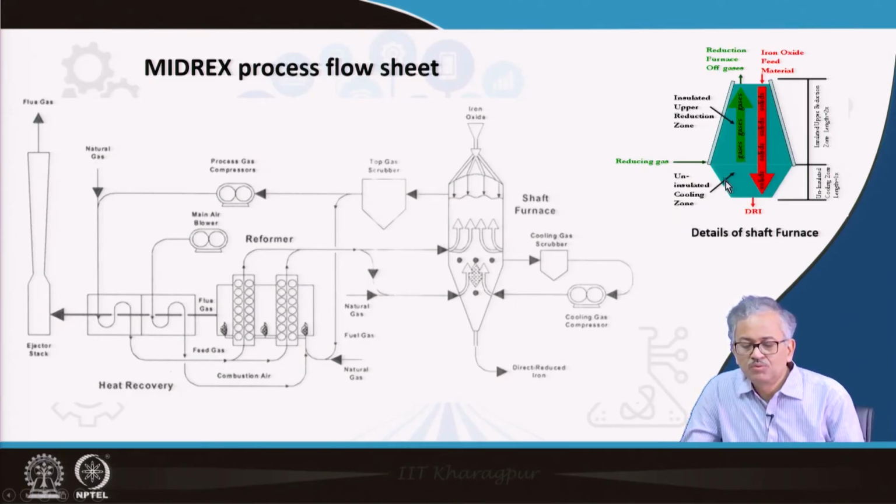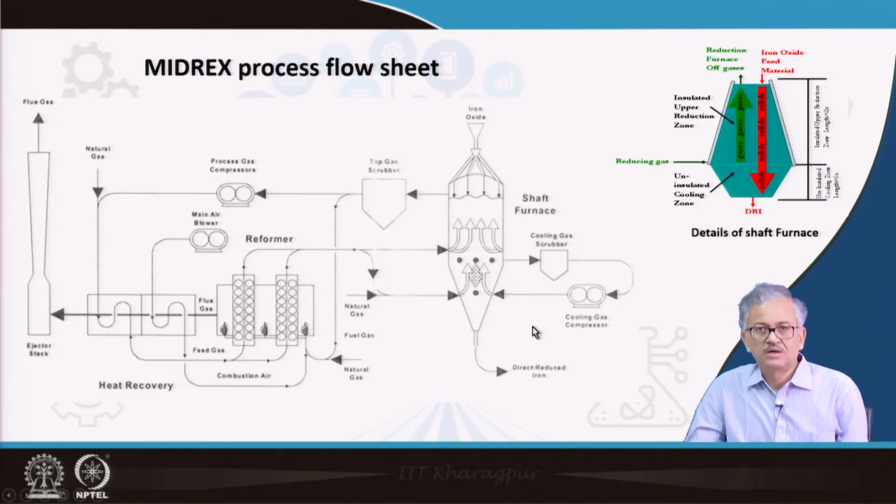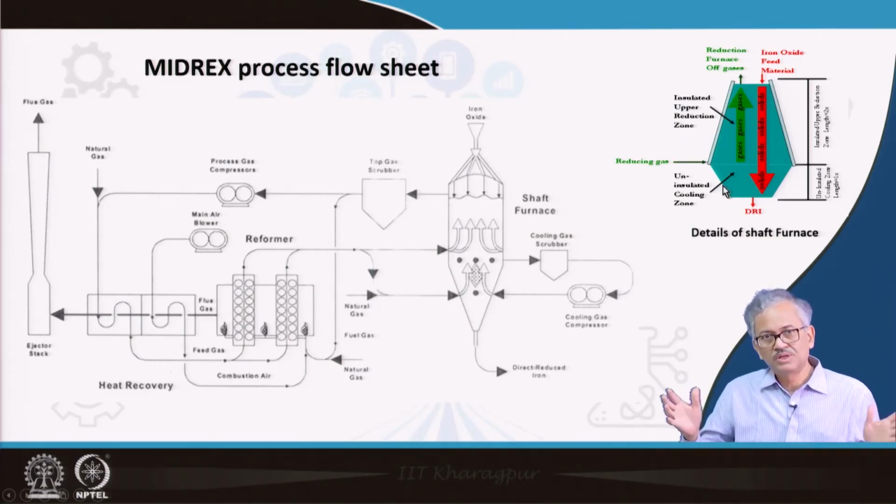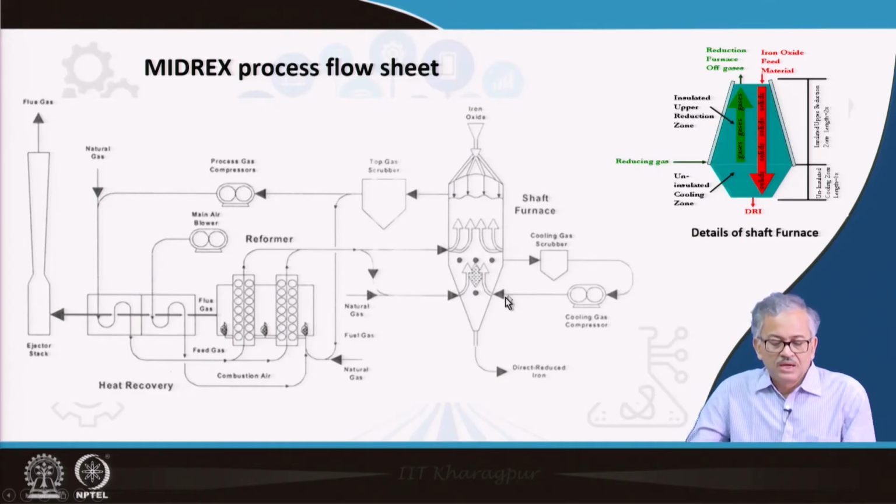come this way, and in the cooling zone you can find there is no insulated portion, because I want to cool the DRI, so there is no insulation on the surface because I want the heat to go out. And also natural gas is used, okay, for convection and take out the heat. Natural gas is used as a cooling agent and also carbonizing agent.